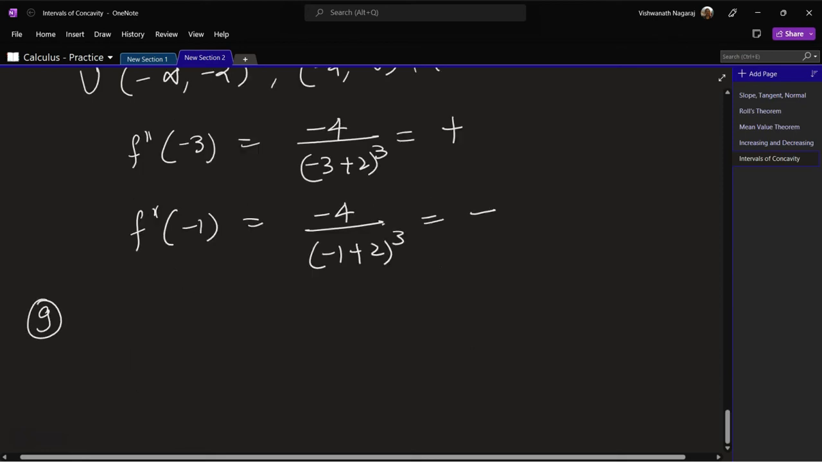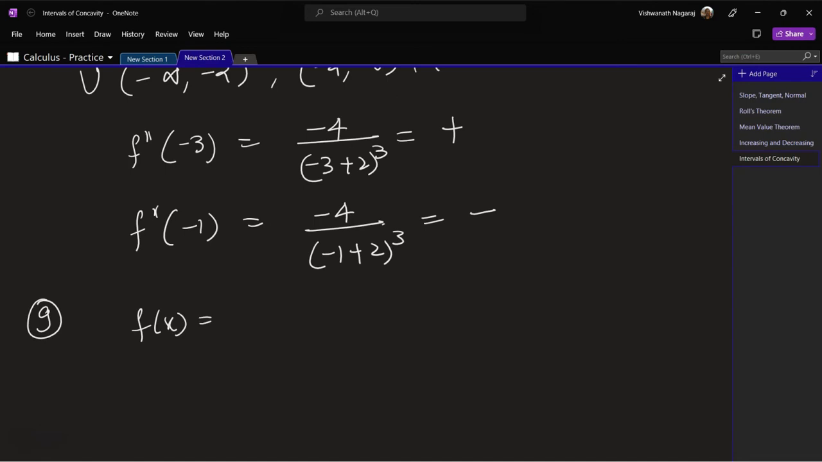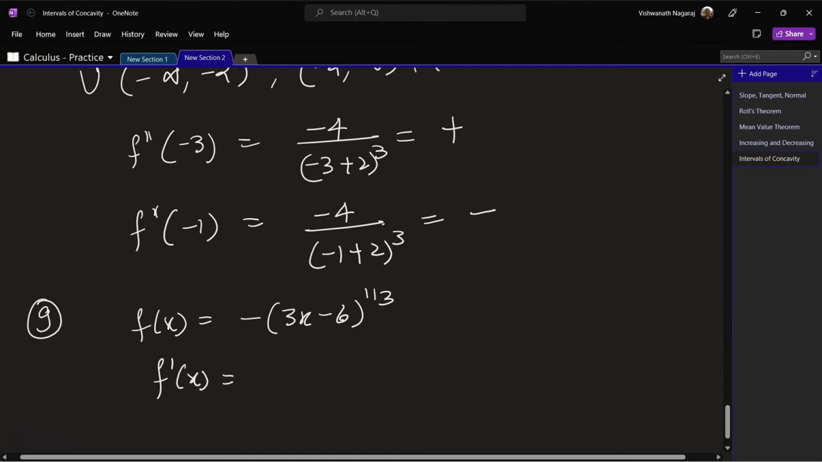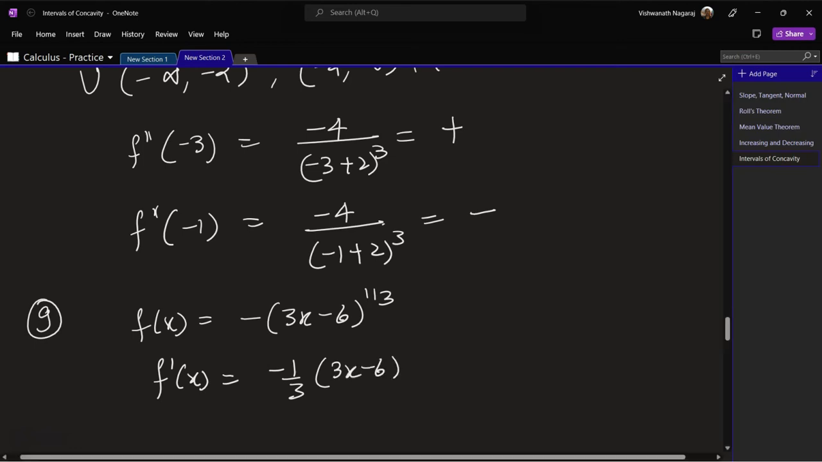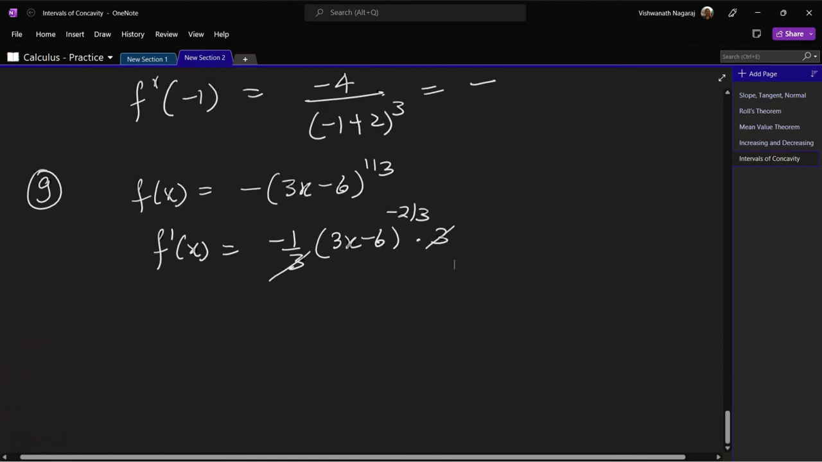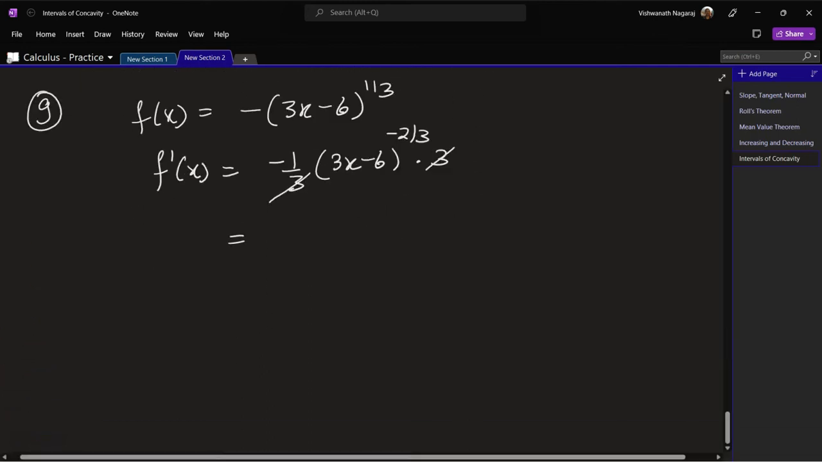Okay, ninth one. f(x) is equal to (-3x - 6) to the power of 1 by 3. Let's look at f'(x). So that would be -1 by 3 times (3x - 6) to the power of 1 by 3 - 1. That gives us -2 by 3 times 3, and this 3 and 3 cancel. Okay, this is going to be -(3x - 6) to the power of -2.